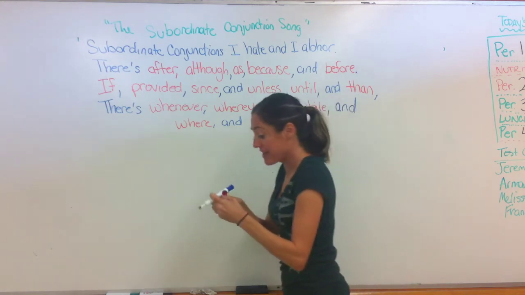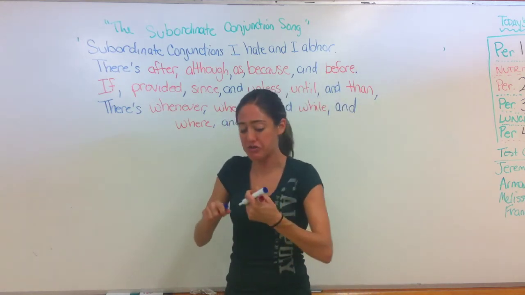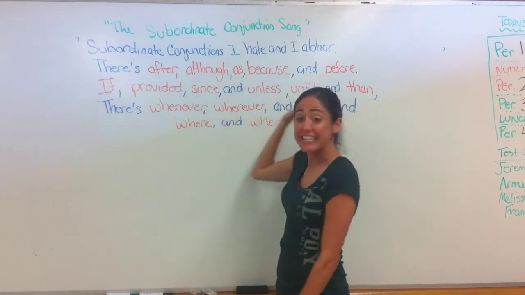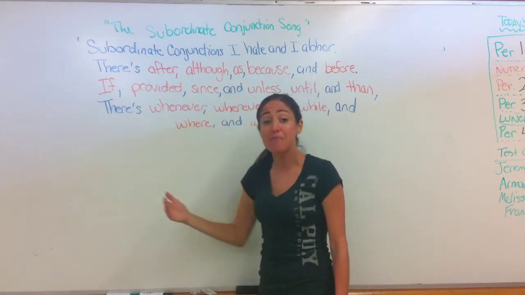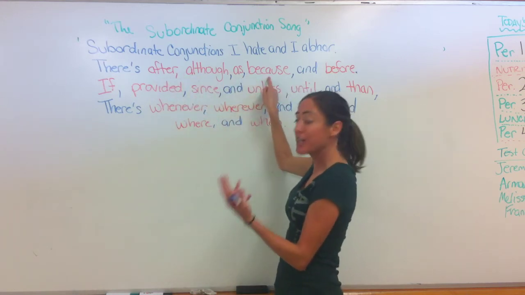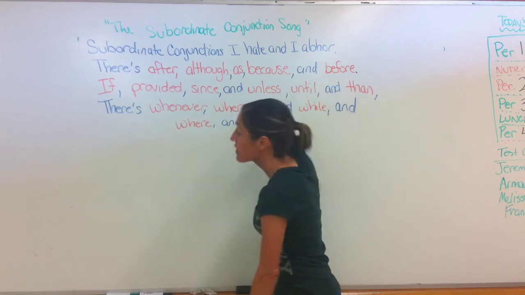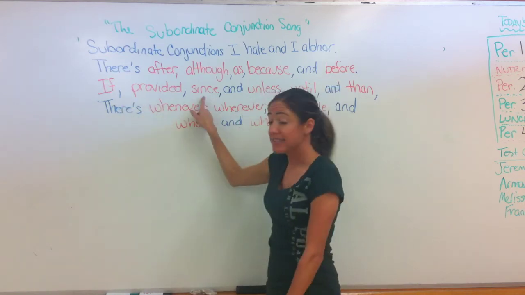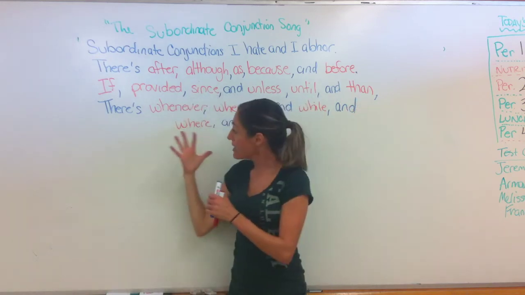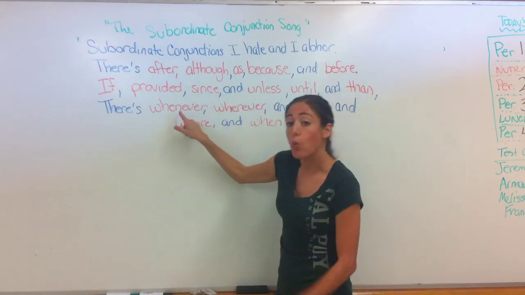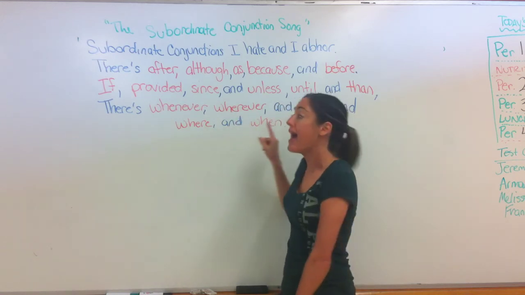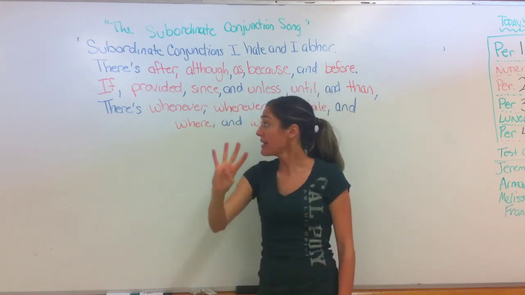Are you writing this with me? I hope so, because it's going to get more confusing. You need to have it written down. Okay, subordinate conjunctions. I hate and I abhor. And then I'm going to start naming them. There's, and here they are. After, although, as, because, and before. If, provided, since, and, unless, until, and then, and another 5. There's whenever, wherever, and while, and where, and when. 4 lines to this song.